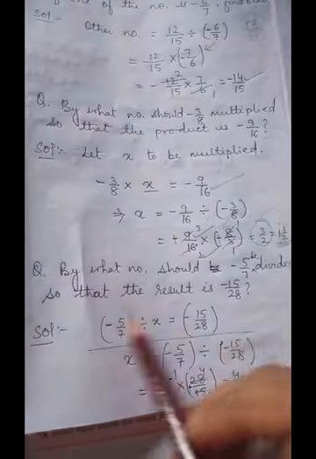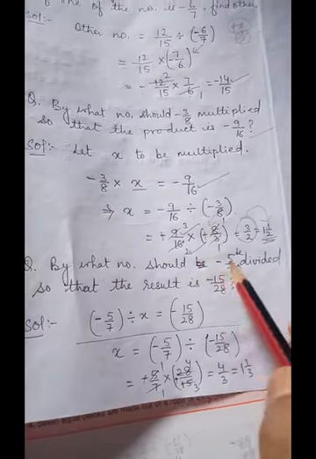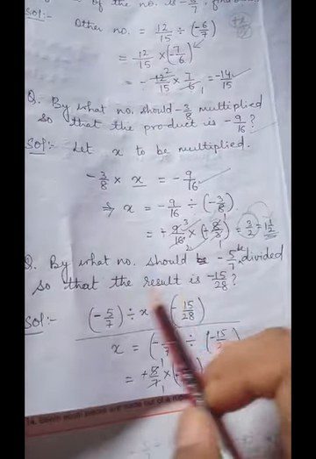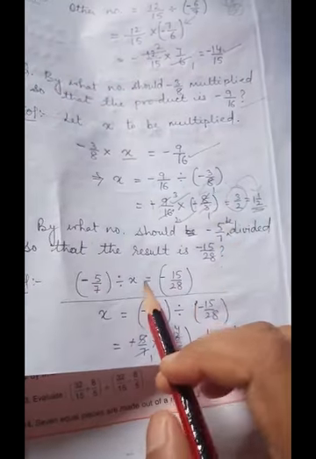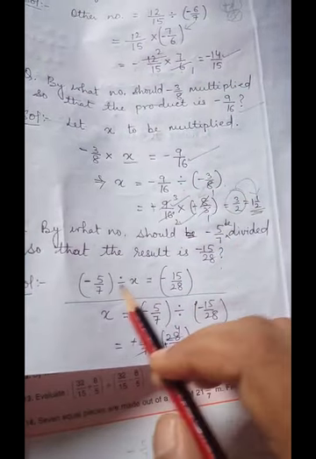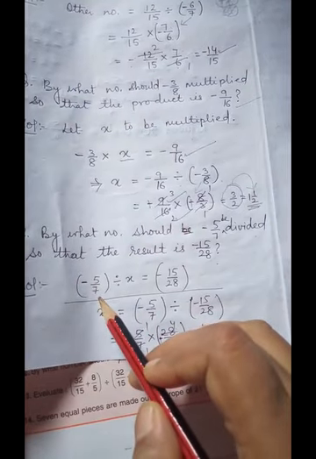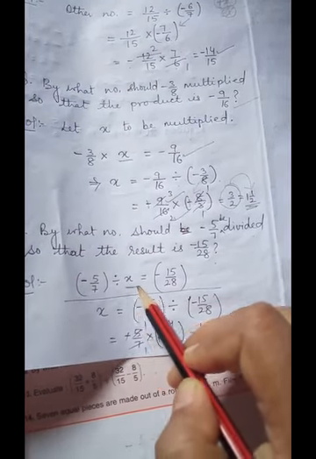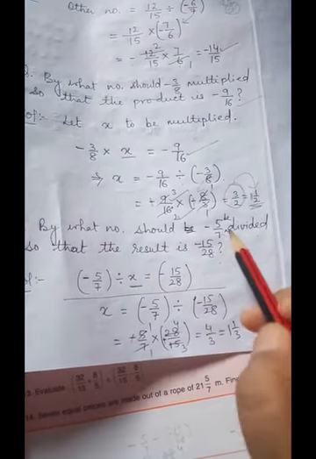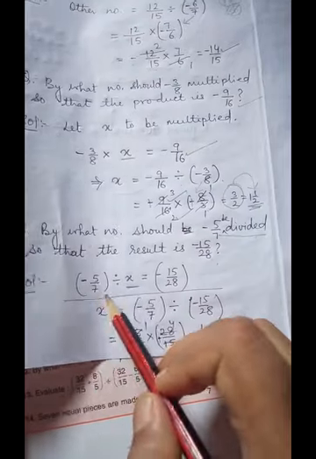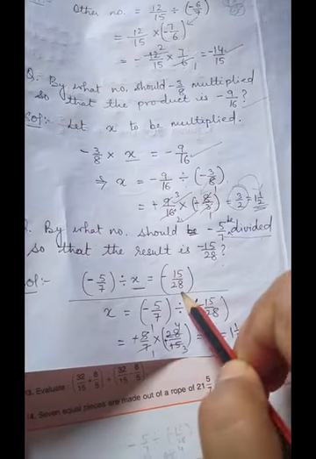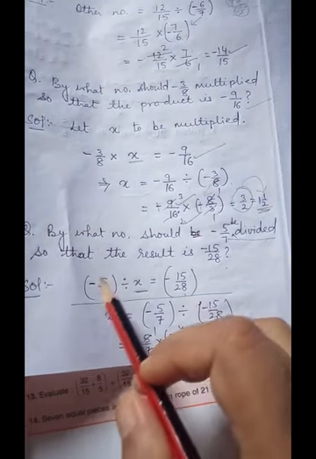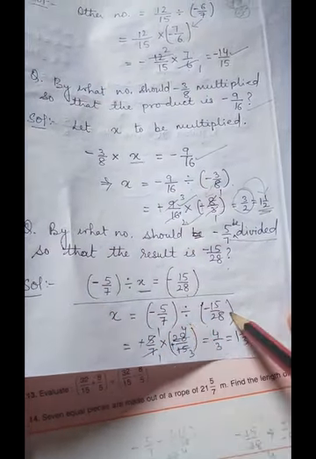What number should minus 5 by 7 be divided by so that the result is minus 15 by 28? So it will be like this: minus 5 by 7 divided by x. Listen, read the question carefully. What number should it be divided by? So minus 5 by 7 divided by x is equal to minus 15 by 28. So the number given to you is divided by minus 15 by 28.